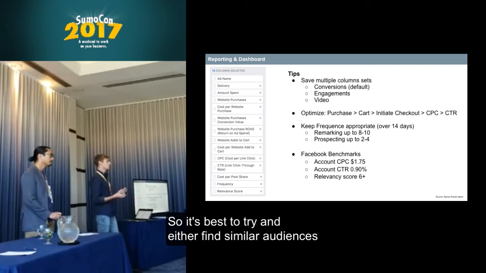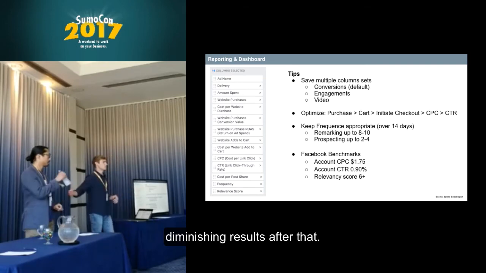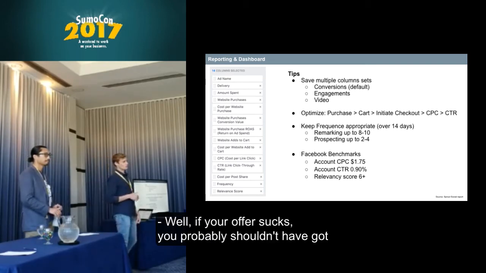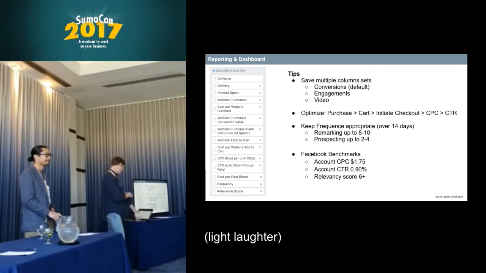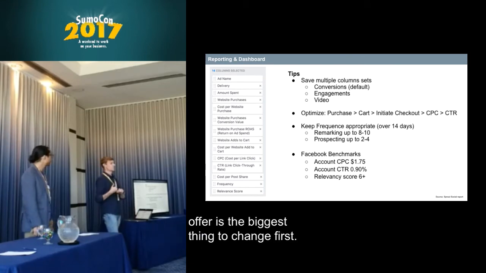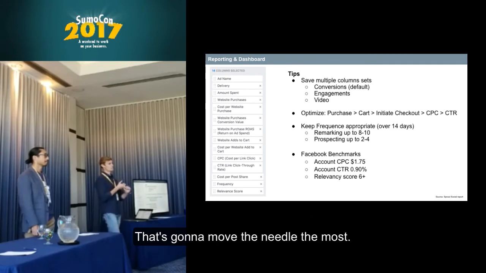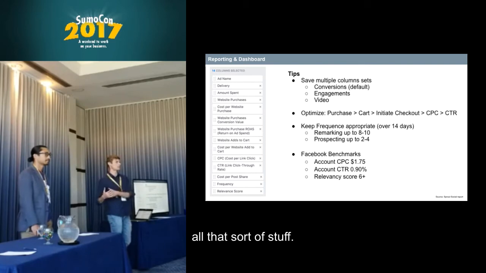So it's best to try and either find similar audiences to expand into and pause that one, because you'll probably start seeing diminishing results after that. Or your offer sucks and you might go back to the drawing board, right? Well, if your offer sucks, you probably shouldn't have got to 4 frequency in the first place. But yeah, obviously, offer is the biggest thing to change first. So if something's not working, change your value proposition, change your offer. That's going to move the needle the most, and then start doing small tweaks on copy, image, all that sort of stuff.